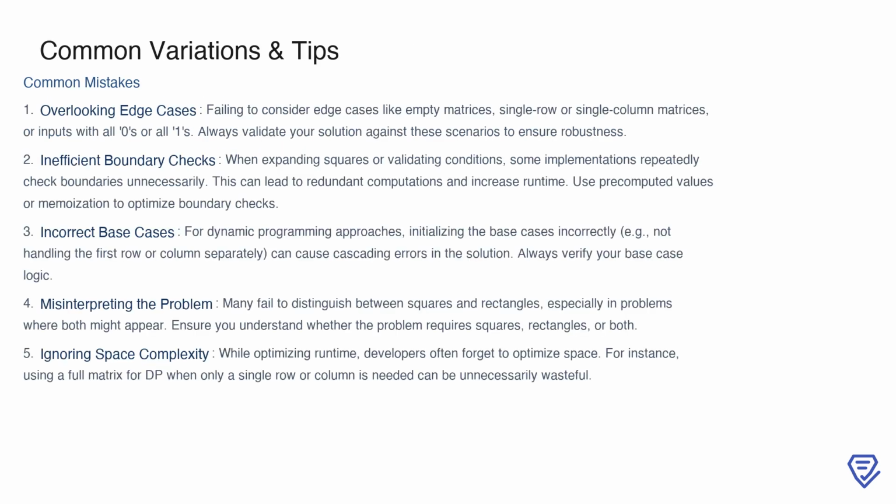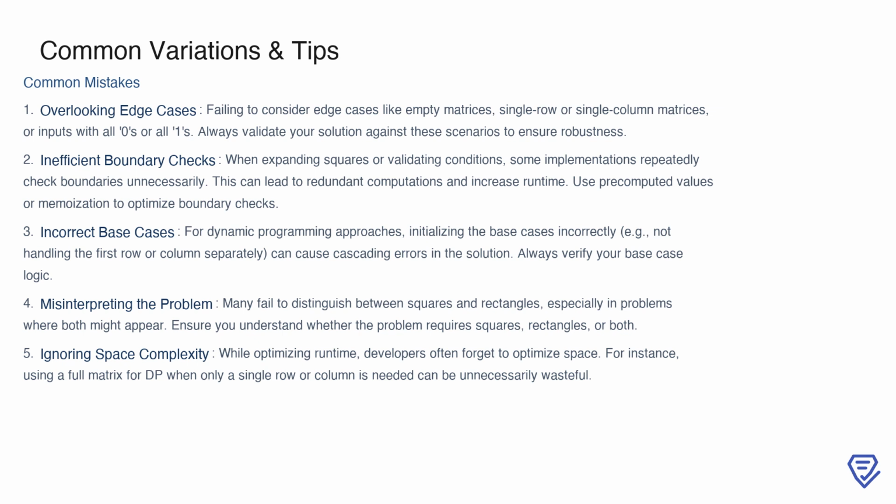When tackling the maximal square problem, there are several common mistakes to watch out for. First, overlooking edge cases can lead to incorrect results. For example, failing to consider scenarios like an empty matrix, a matrix with only one row or column, or matrices filled entirely with zeros or ones can expose weaknesses in your solution. Always validate against these edge cases to ensure robustness.